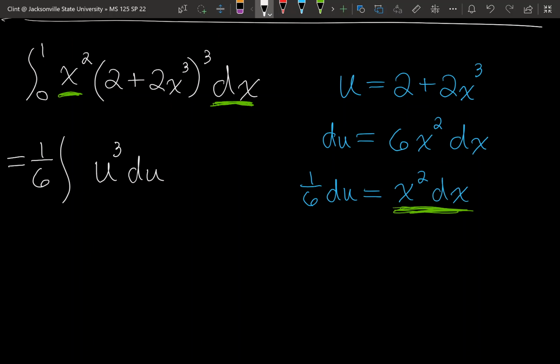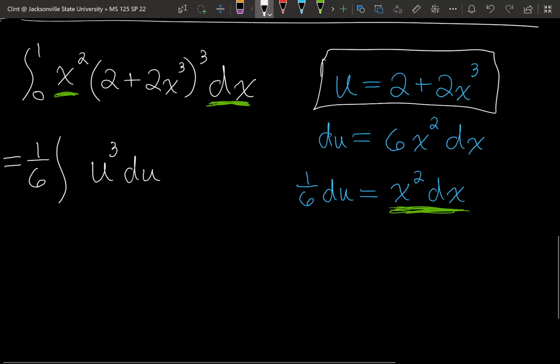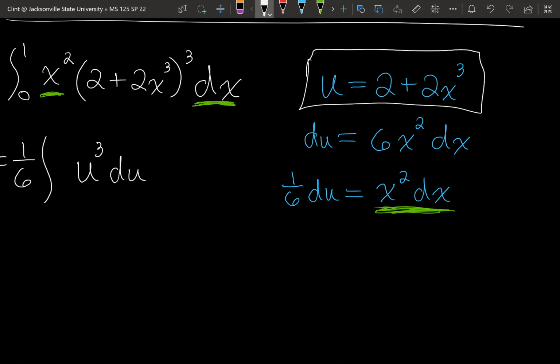Then we want to rewrite our limits of integration, our little numbers on the squiggle, in terms of u. So we just take our u equation and plug in those values. So let's see, the top one, when x equals 1, what will we get there? We'll get 2 plus 2 times 1, we'll get 4. And when x equals 0, it's even easier. What will u be?